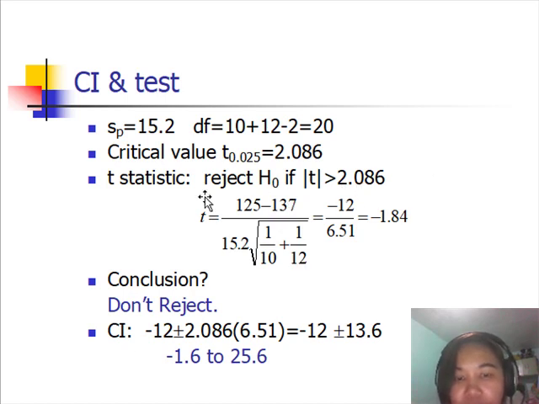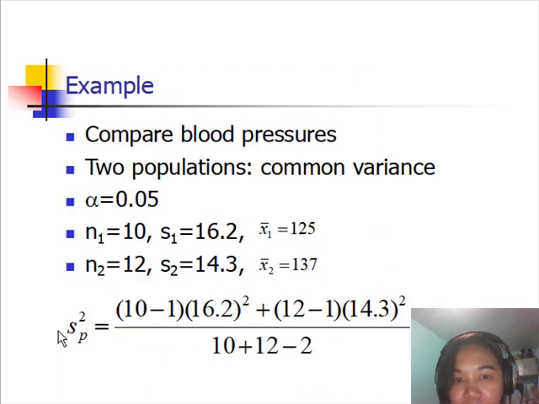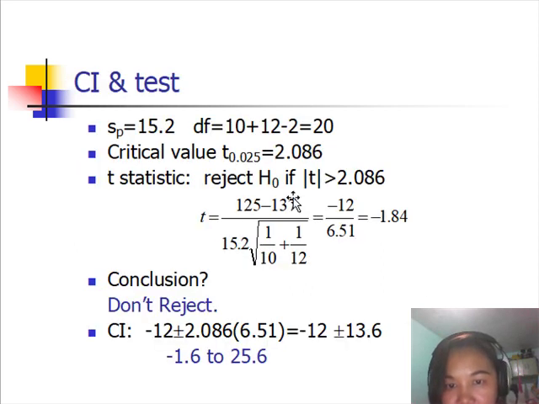Then solve your t. Take note, this is x bar sub 1 and this is x bar sub 2. Try to recall our given. So we have here x bar sub 1, x bar sub 2, so 125 minus 137. Okay, our standard error is the pooled standard deviation times the square root of 1 over n sub 1 plus 1 over n sub 2. Use your calculator to solve. You will get negative 1.84.